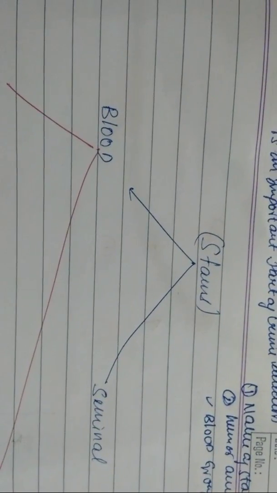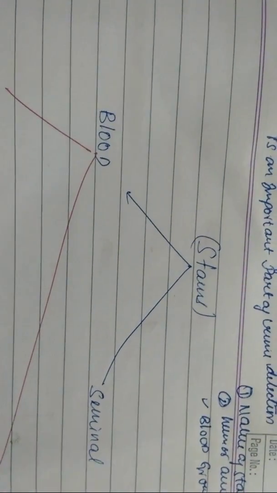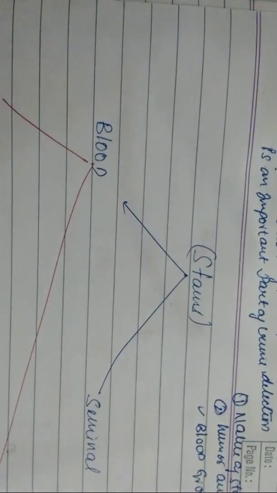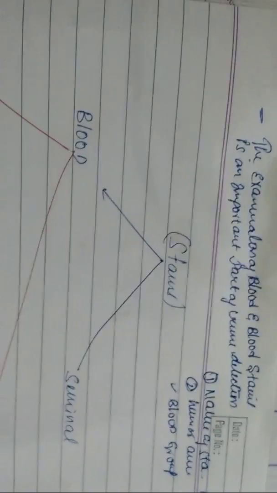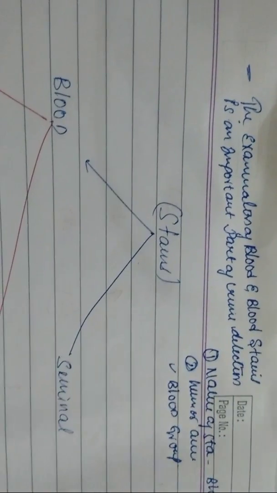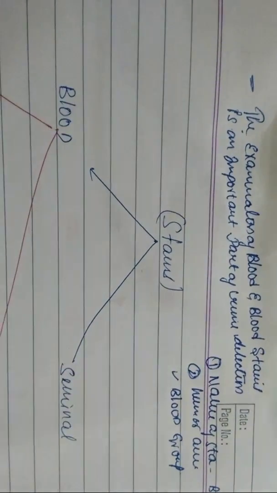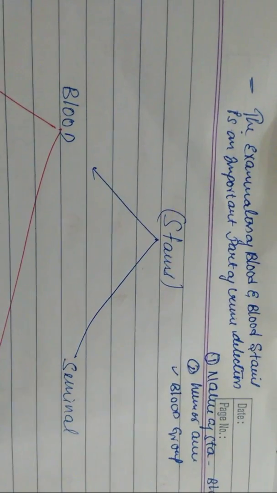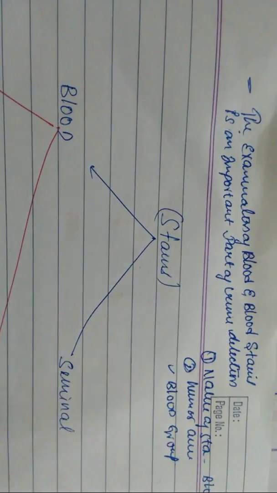In this video, I'll be talking about the examination of stains and the proper blood examination. Before that, I think I have to give you a brief introduction here. The examination of the blood and blood stains is an important part of crime detection. So we need to examine the blood. Why do we have to examine the blood?